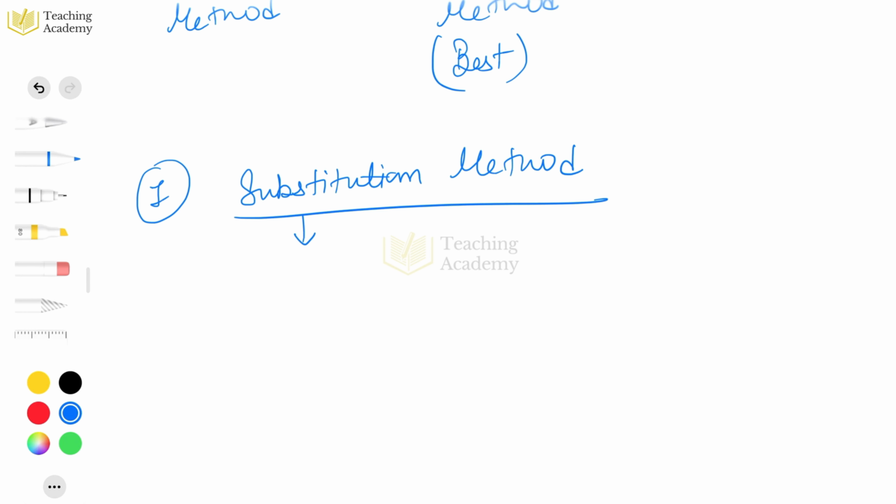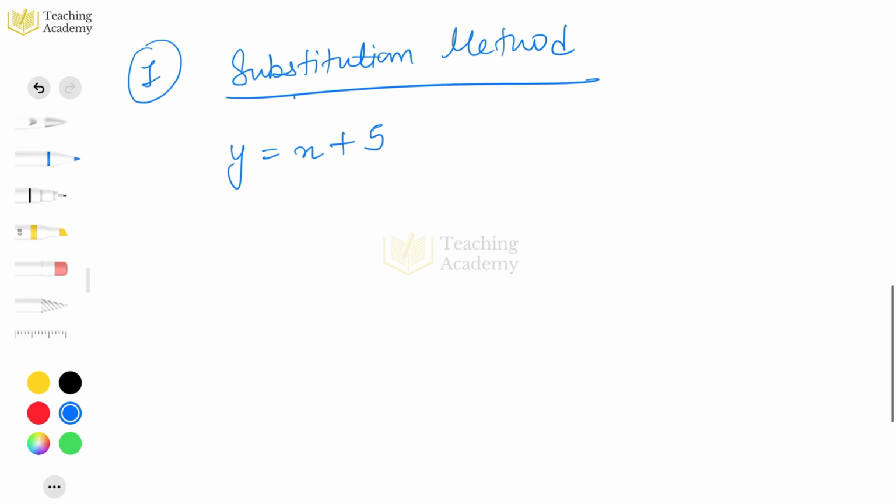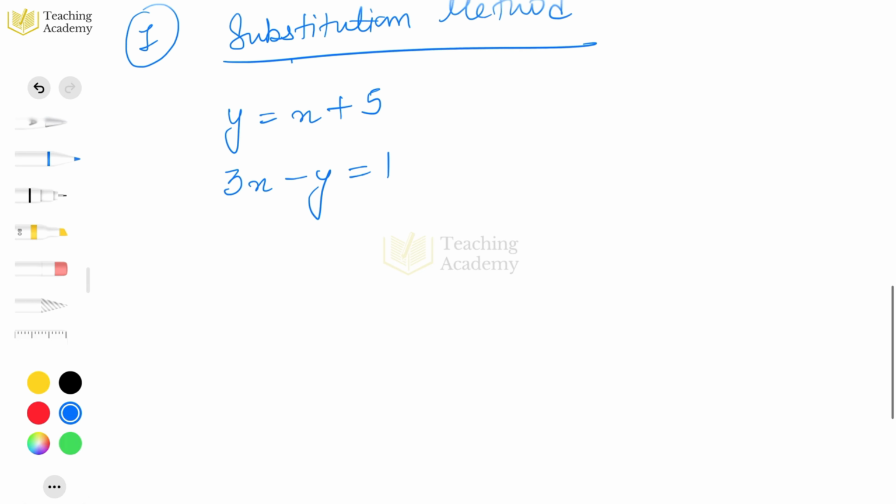So let's just understand it. What exactly is this? I'm taking an example for this because the better way to make you guys understand this is by using an example. Suppose these two equations are given to you, right? So how do we solve it now? See, y is automatically equal to something, right? So this is your first equation and this is your second equation.